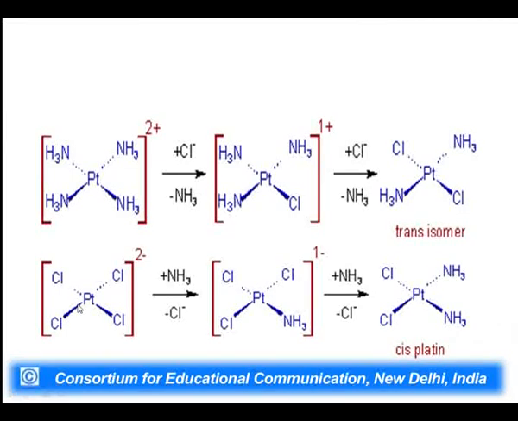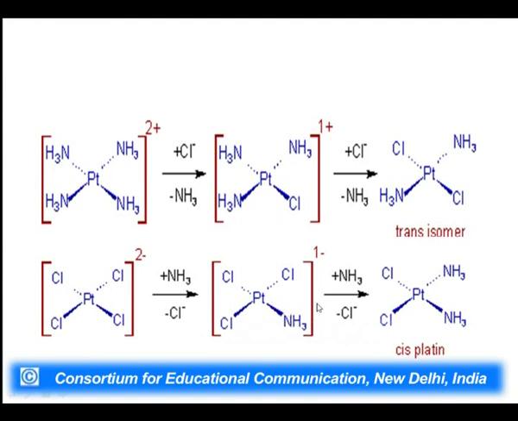In the other case, if we start with tetrachloroplatinum, all 4 chlorides are equivalent because they have the same trans-directing effects. So, the first ammonia can take any position, but after this, we know that the chloride ion has more trans effect than ammonia.